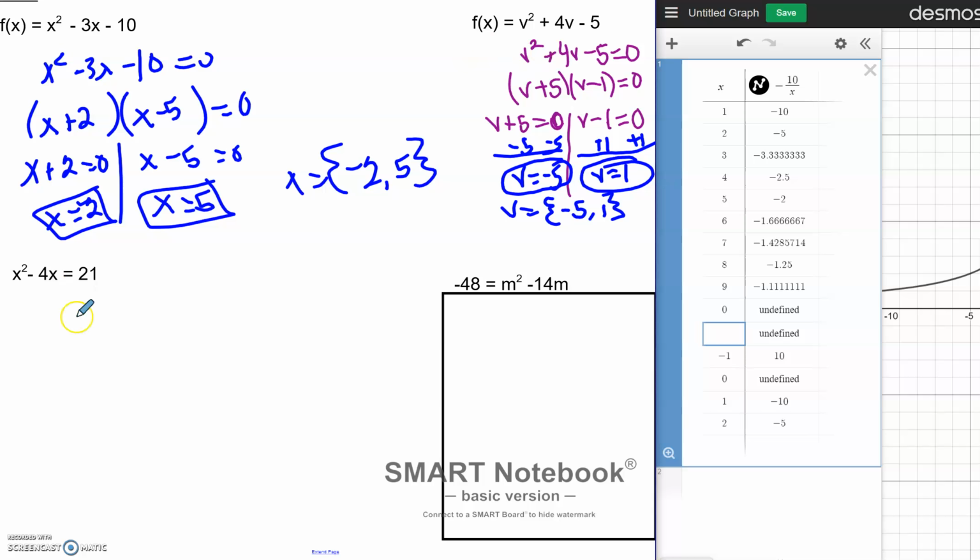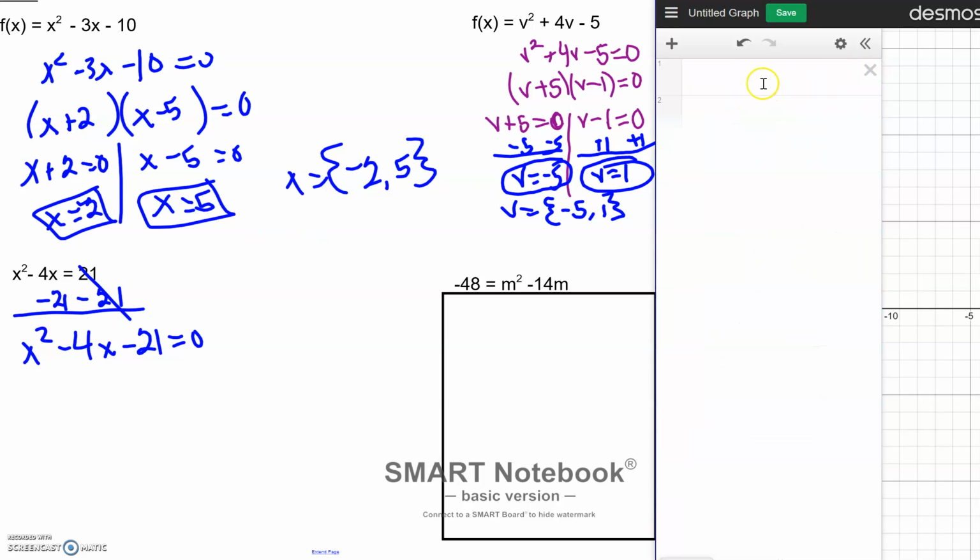And let's do the final one together. So you will notice this is out of order. In order to get this in standard form, we need to subtract 21 on both sides. So we have x squared minus 4x minus 21 equals 0, because this would cancel out. And now it's already set equal to 0. Use decimals if you need to.